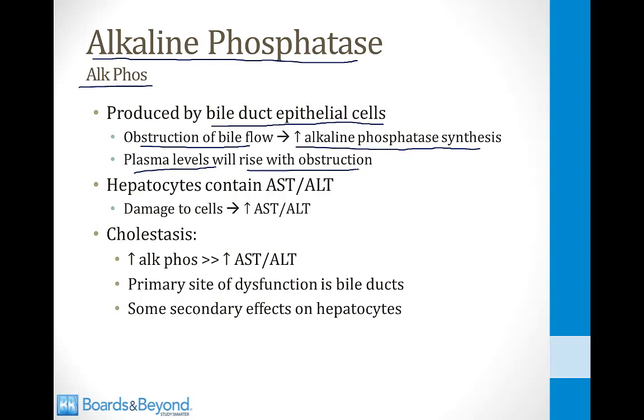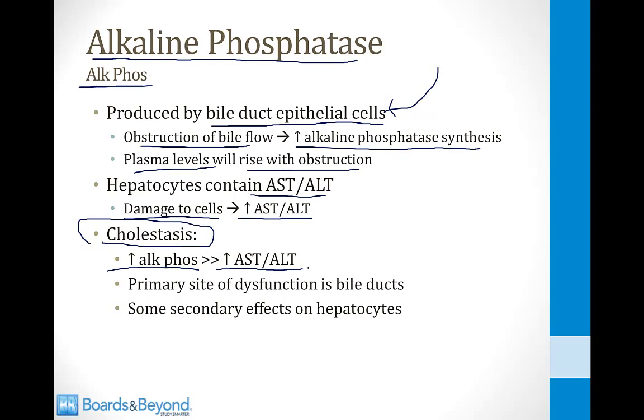Now, hepatocytes contain the enzymes AST and ALT. I talk more about these in the liver modules, and when you have damage to hepatocytes, you can see a rise in the serum levels of AST and ALT. What you need to understand is that when there is cholestasis, the primary problem is with the bile duct epithelial cells. So you will see an increase in alkaline phosphatase that is much, much greater than the increase in AST and ALT that may result from damage to hepatocytes.